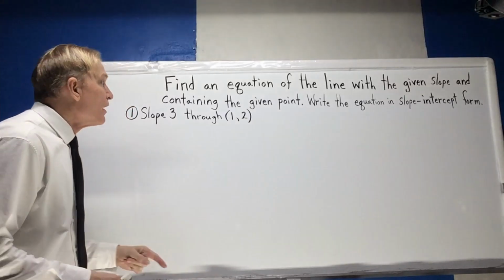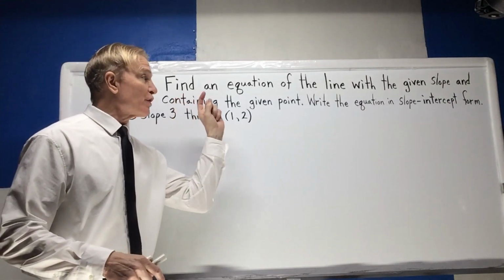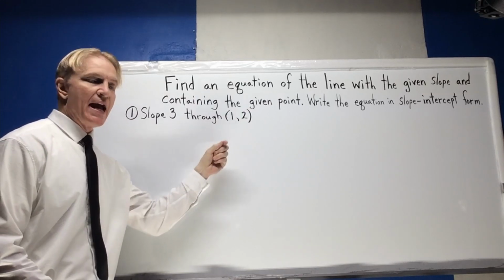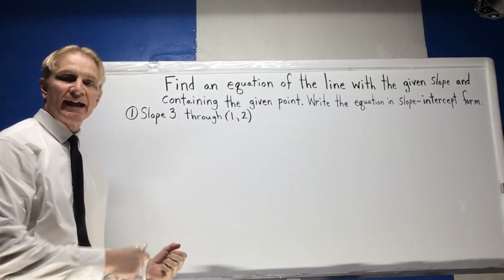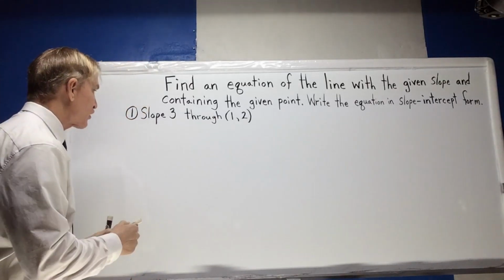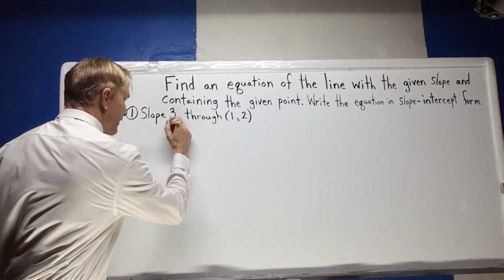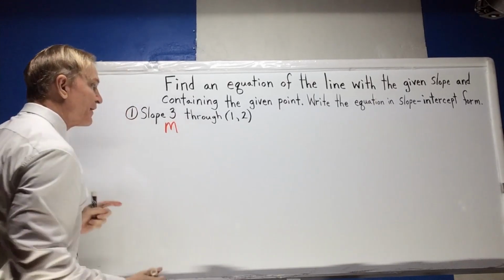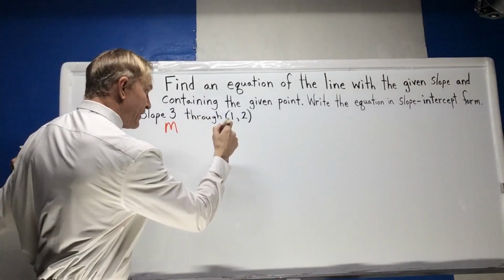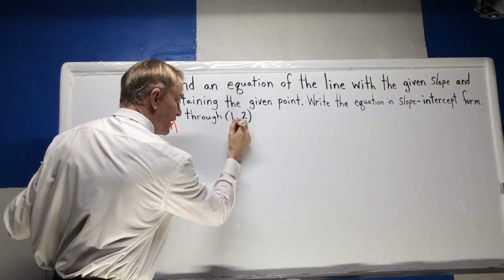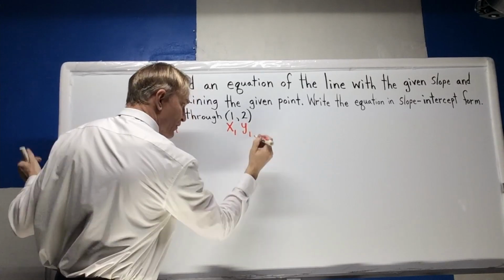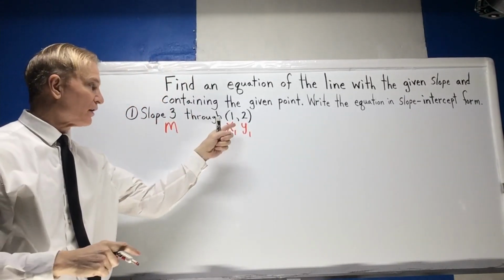Okay, here we go. Our objective is to find the equation of the line that's going through this point here, (1, 2), and has the slope of 3. So the first thing you want to do is label your slope. Label your slope as m. So we go in here and we put an m there. The next thing we want to do is label the point. Now it's a specific point, so it's a particular point, so we want to label it x subscript 1, y subscript 1, because it's a particular point.